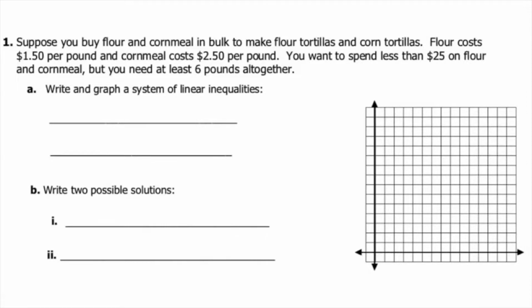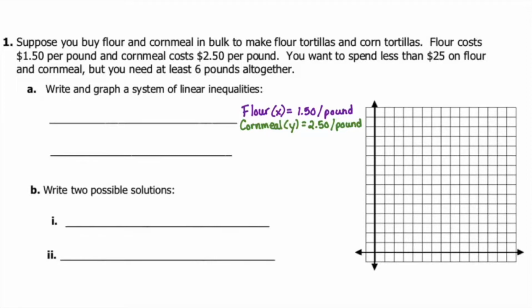Alright, and number 1, it says, suppose you buy flour and cornmeal in bulk to make flour tortillas and corn tortillas. Flour costs $1.50 per pound and cornmeal costs $2.50 per pound. Alright, so what you're going to do first is, because they mentioned flour first, that's your X value, so that costs $1.50 per pound. They mentioned cornmeal second, so that's your Y value, and they said that costs $2.50 per pound. Then the rest of the question says you want to spend at least $25 on cornmeal, but you need at least 6 pounds altogether.